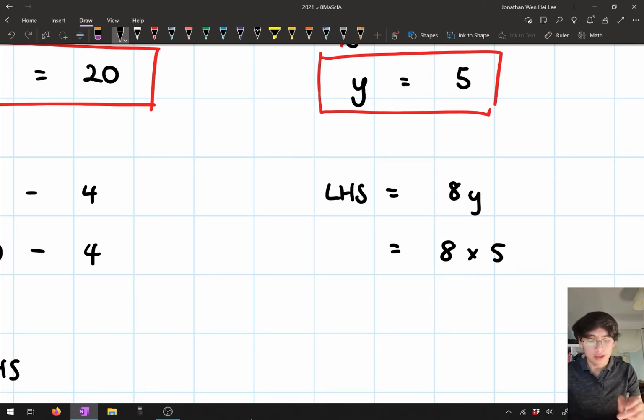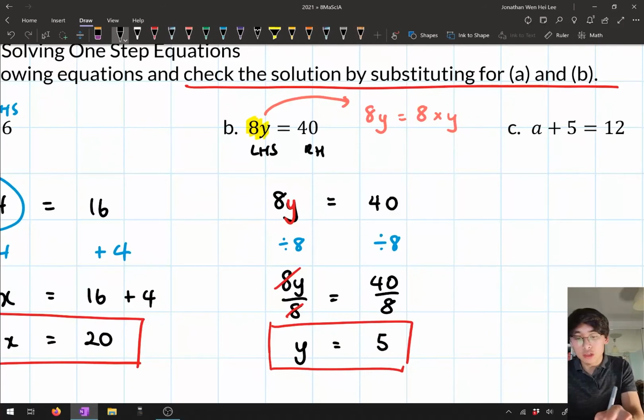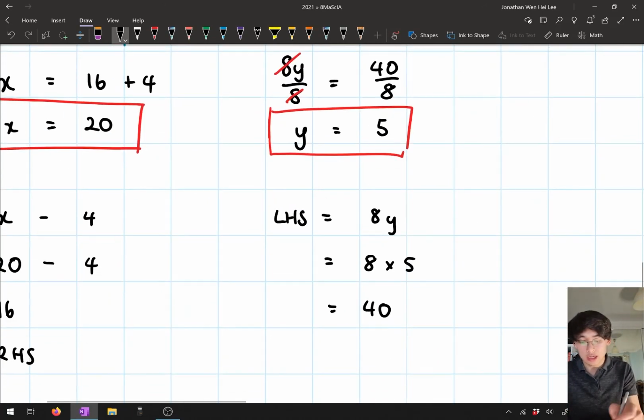And 8 times 5 is indeed 40. And if you have a look at my original equation, the right-hand side is 40. And that's exactly what I wanted. And so here, this means that my equation is true. Okay, let's have a look at the next two.